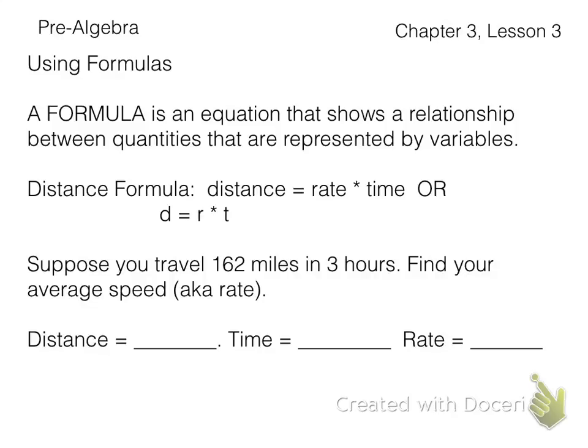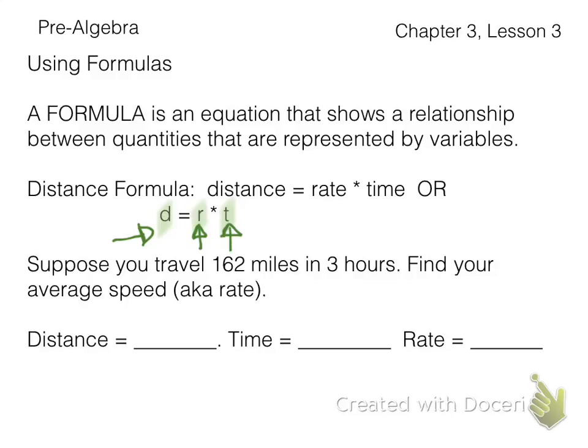A formula is an equation that shows a relationship between quantities that are represented by variables. So one of the basic ones is the distance formula, which is distance equals rate times time. The variables that we're using are D for distance, R for rate, and T for time. So let's go ahead and try using this out. The distance formula is basically how far you're going to go, based on how fast you're going and for how long you went that fast.